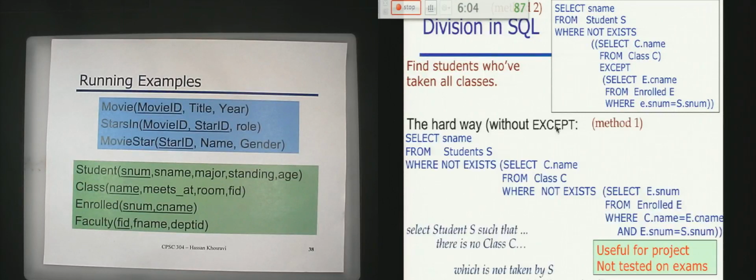A yet more complicated way of thinking about this is nested queries within nested queries. Right? So I have a nested query, and inside that I have another query. I have a function which is calling another function which is calling another function. And this is what this is doing. This is selecting students such that there is no class which is not taken by us. Okay, so I'm finding students such that there doesn't exist a class C which is not taken by that student.